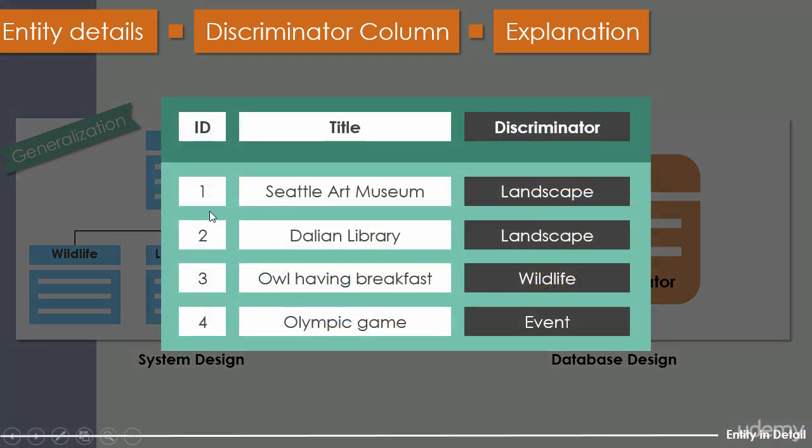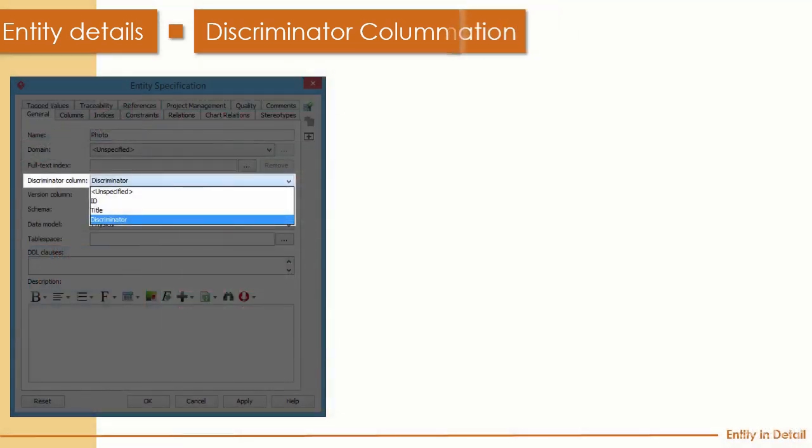When you save in the database, if you have the art museum, then it is a landscape. You define landscape, so when you load it up into memory, we will load the landscape objects rather than the wildlife or event. And if you take an Olympic game, this is a kind of event. So the engine will understand that when we reach this row, we will return the event object to you rather than the landscape or wildlife. So it is so powerful, the discriminator column.